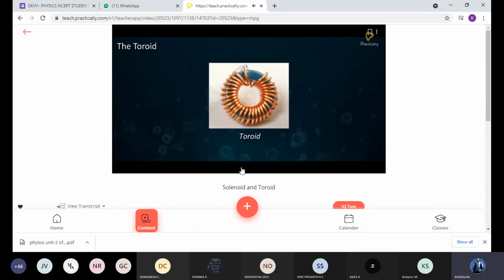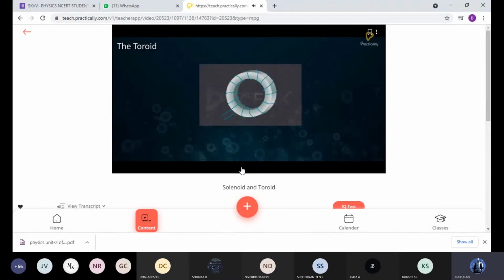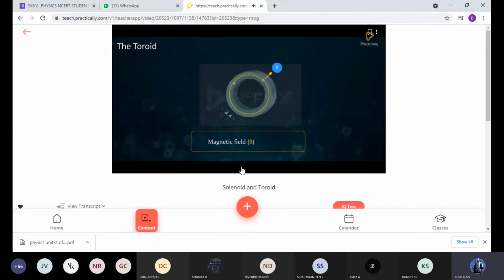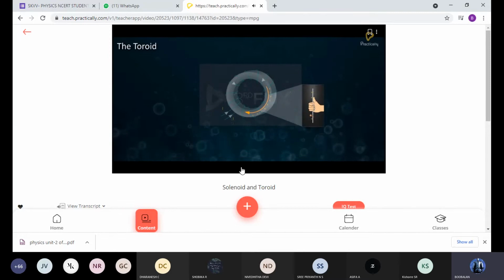A toroid is a hollow circular ring with a large number of turns of a wire wound on it. It carries the current I. The magnetic field inside P and magnetic field outside Q are 0. The magnetic field B inside the toroid is constant. The direction of the magnetic field inside is clockwise for the circular loops, according to the right-hand thumb rule.